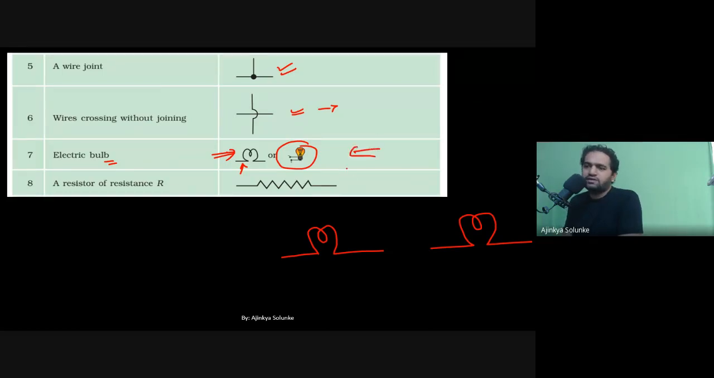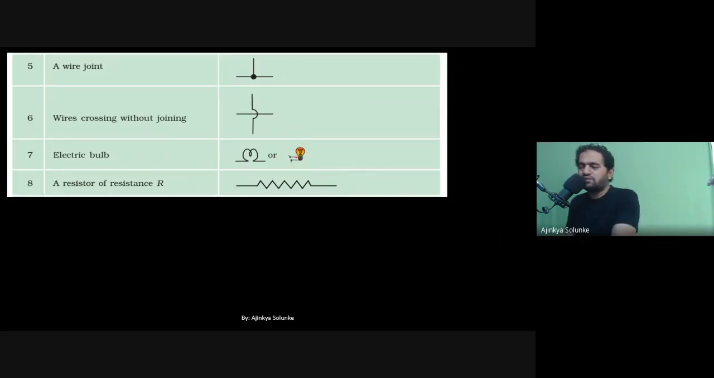The first point. Have you understood about electric bulb? It's just a simple symbol. Do not go for the second one. It's very complicated. It will take a lot of time to draw. Okay. Now let us go for a resistance, R.